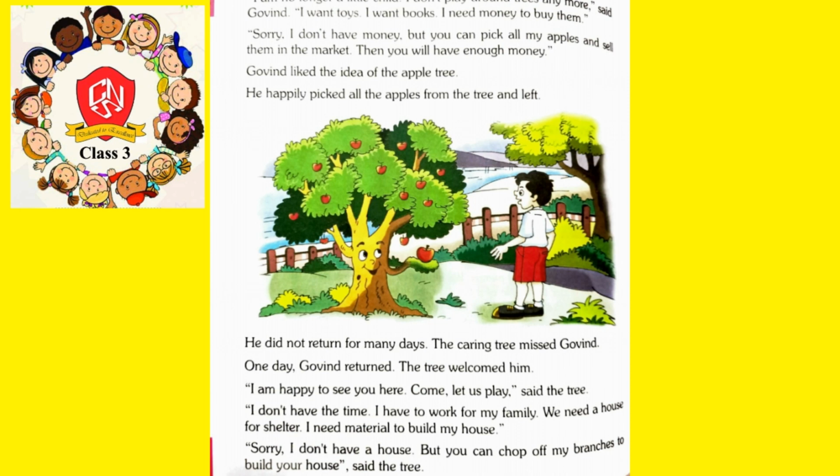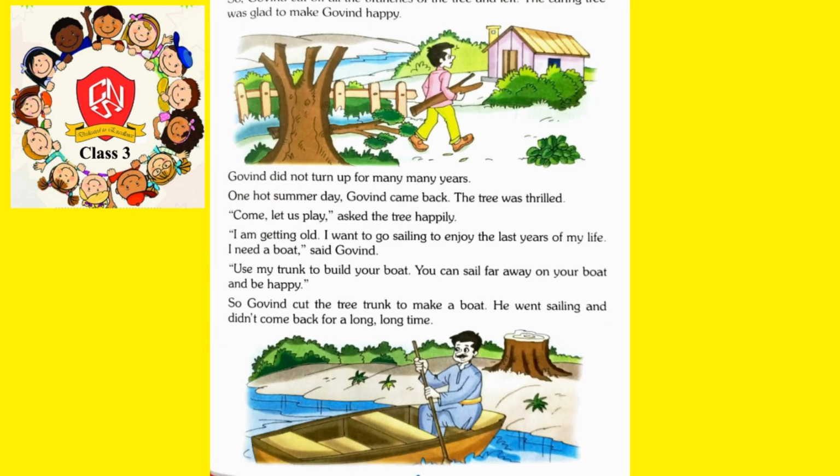Sorry, I don't have a house, but you can chop off my branches to build your house, said the tree. See how selfless and how generous the big apple tree was? The tree was feeling sorry because he didn't have a house. So the tree told Govind to cut off all his branches to build his house. Okay. So next move to the next page.